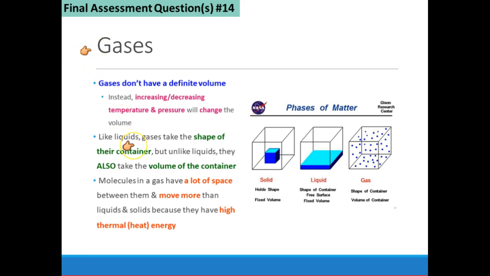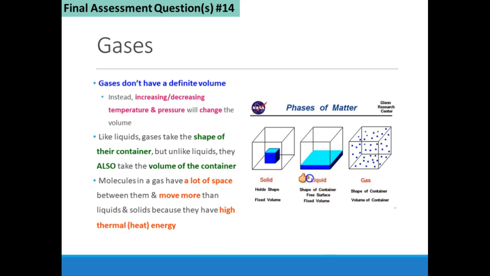All right, so let's talk about the phases of matter, right? There is solid, liquid, and gas. Now gases, we spent an entire unit on gases themselves because gases are super interesting. They actually don't have a definite volume, which means that, based on the temperature or the pressure of what's going on around them, this is going to change their volume. So similar to liquids, gases do take the shape of their container.